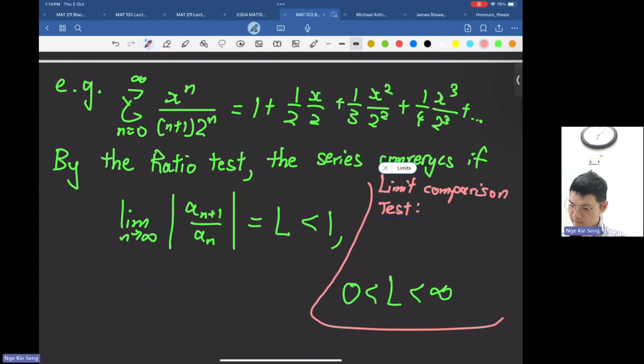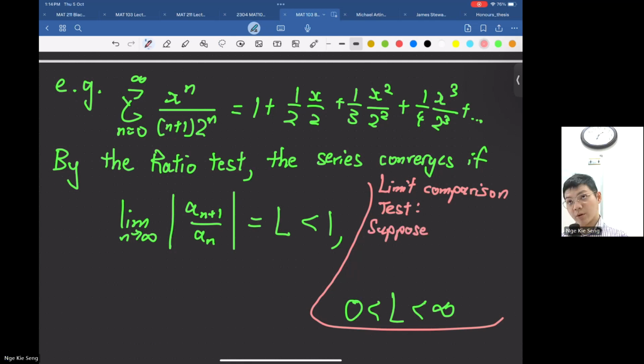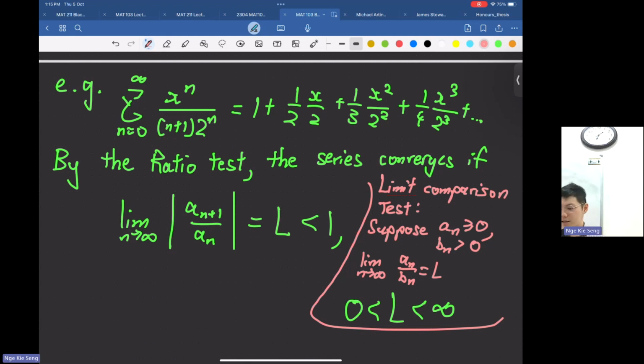What's the limit comparison test again? Suppose a_n is greater than or equal to 0, and b_n is strictly greater than 0, and the limit of a_n over b_n equals L. If L is finite, then both of them converge or diverge together.